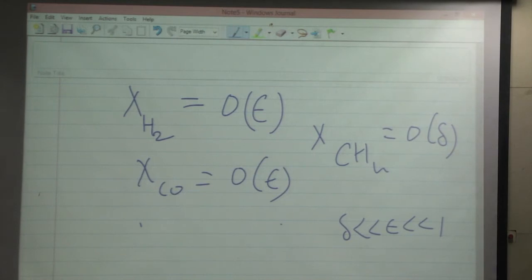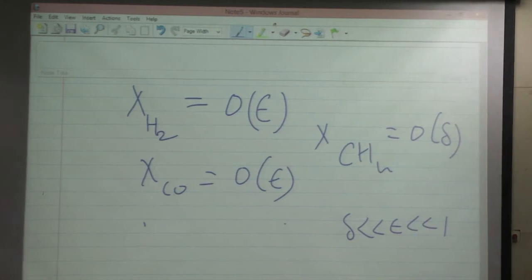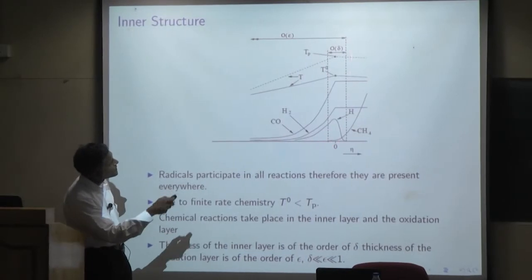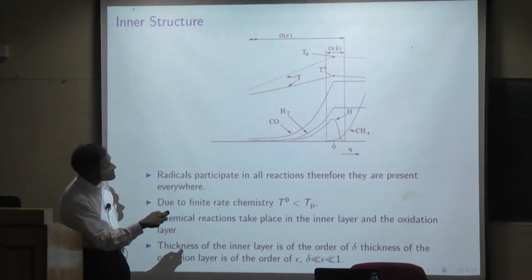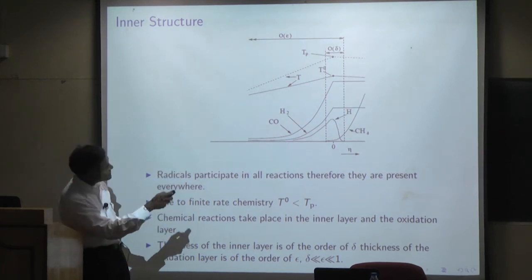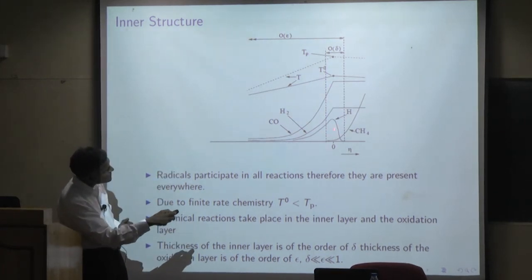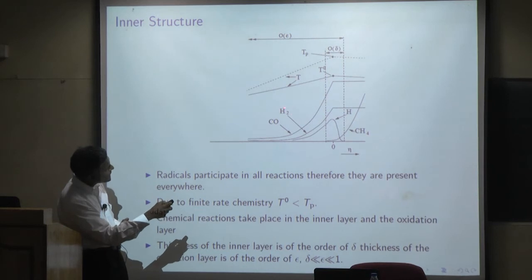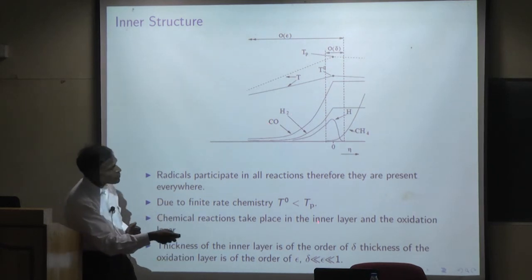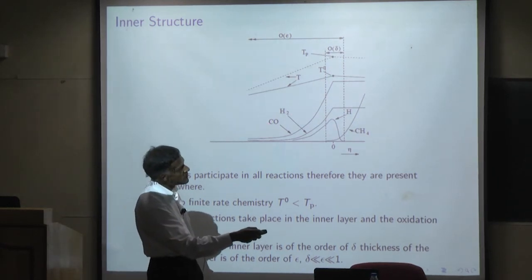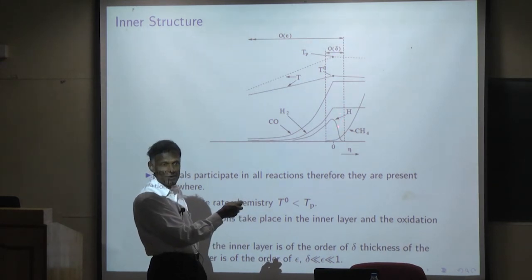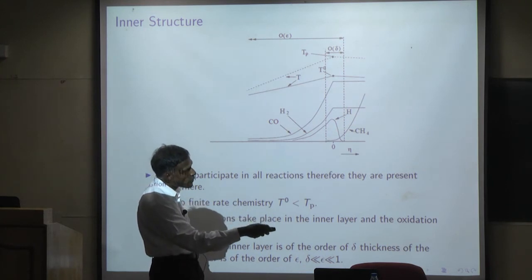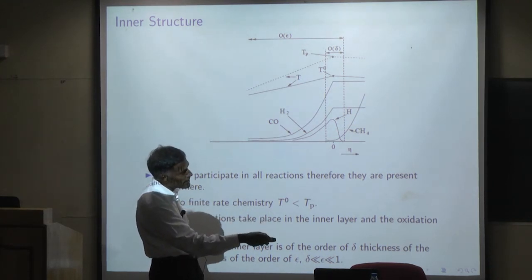Okay, so what does that mean? So what it means is that when you analyze the structure of this layer, okay, when we're analyzing this fuel consumption, the reactions that appear will depend on H2 and CO, but then we can simply write the H2 and CO as constants, because we can neglect the changes of that in this layer of H2 and CO, okay, because it's of a higher order, because epsilon is greater than delta.